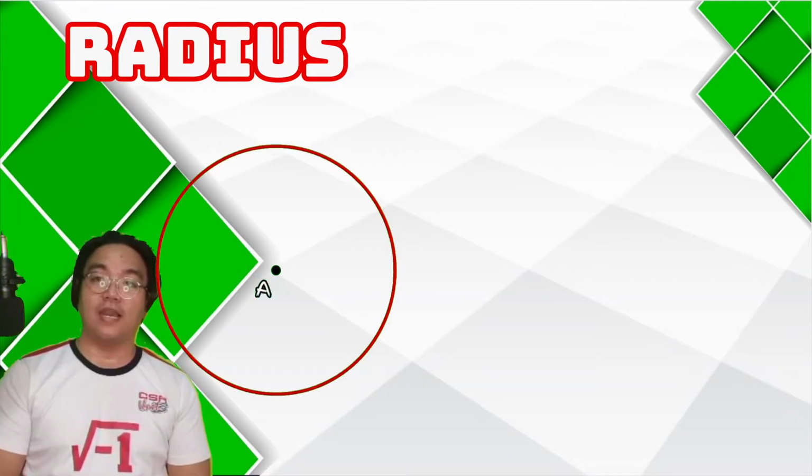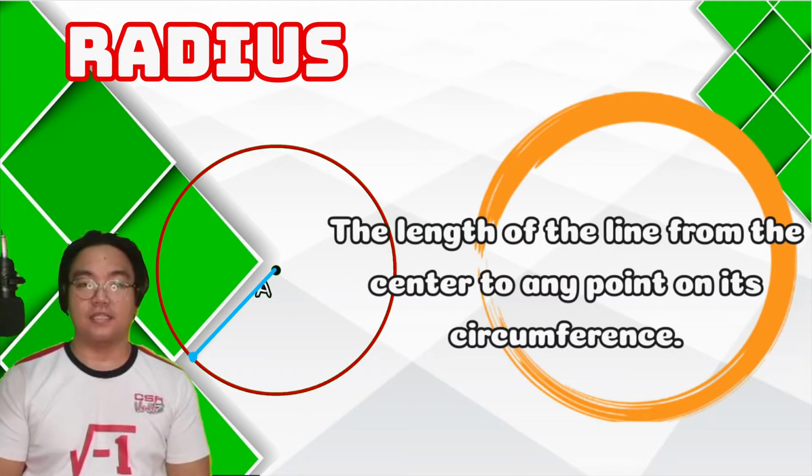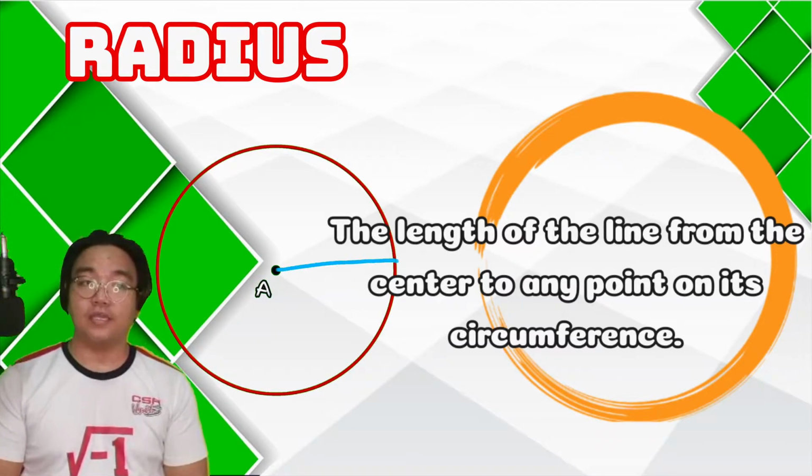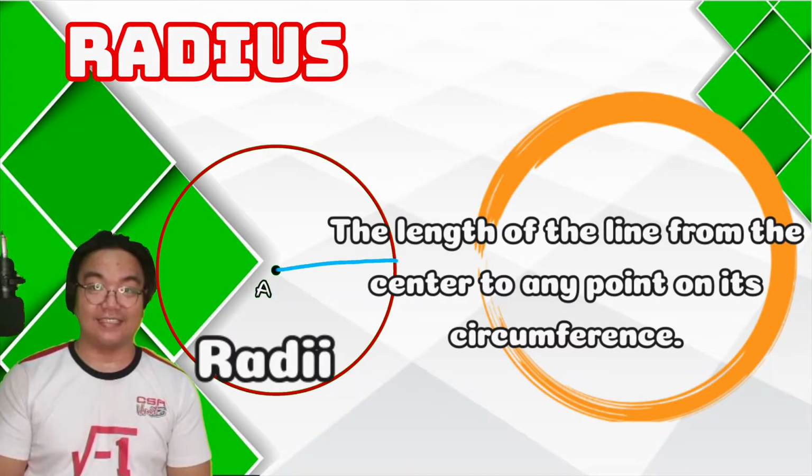If we draw a line segment from the center to the circumference of the circle, that segment is called the radius. The radius of the circle is the length of the line from the center to any point on its circumference. The plural form of radius is radii.